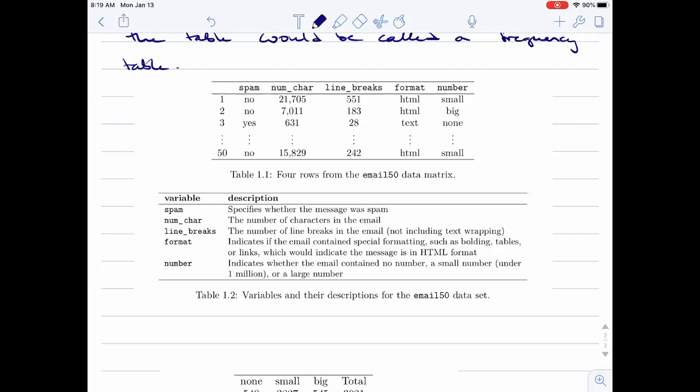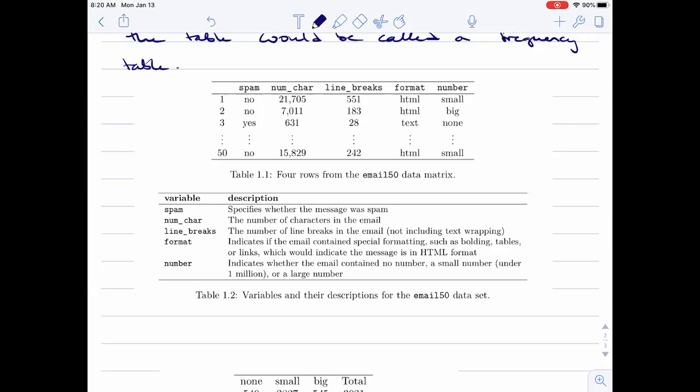Are we trying to be able to capture spam better, right? Then the spam variable would be our response variable. All the other variables would be just explanatory variables: the number of characters, the number of line breaks, the format, and how large the numbers are. Those are all helping to try to identify whether it's a spam email or not, right?